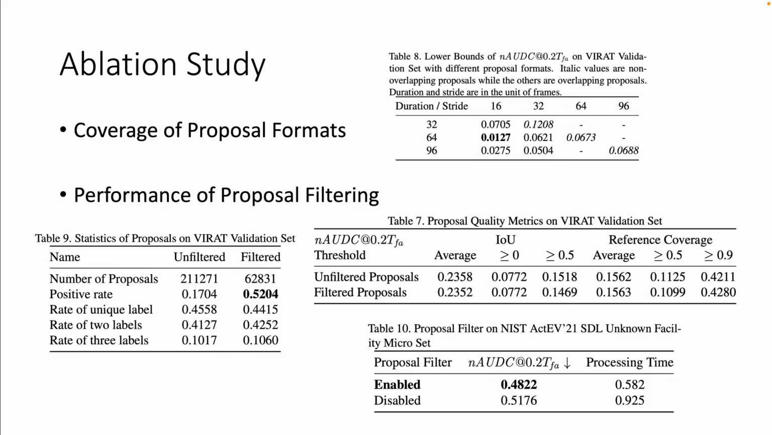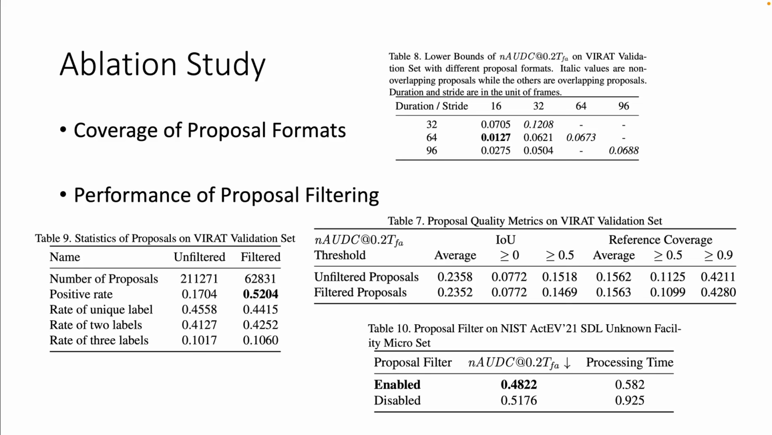We perform some ablation study. First, here is the coverage of proposal formats. We estimate the lower bounds of nAUDC on the validation set with different proposal formats with different durations and strides. Here, the diagonal lines are where duration equals stride, for example, 32, 32, 64, 64. And some other values are with overlapping proposals where stride is less than duration.